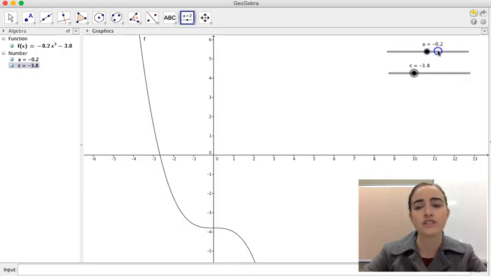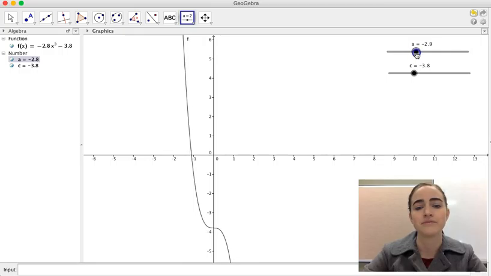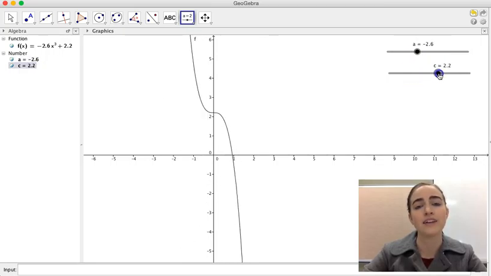So just to clarify, our coefficient changes how steep our graph is and whether it's positive or negative. And our constant term on the end shifts our graph up and down. It tells us its y-intercept.